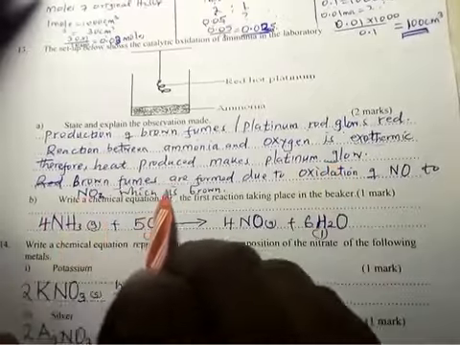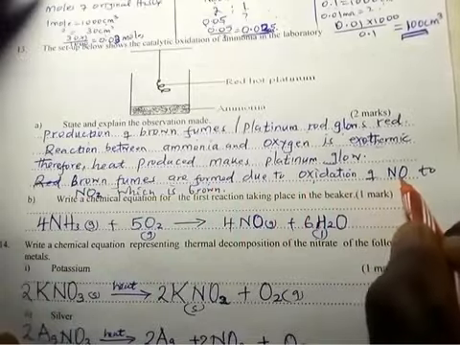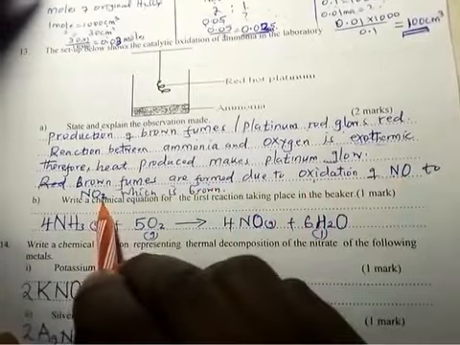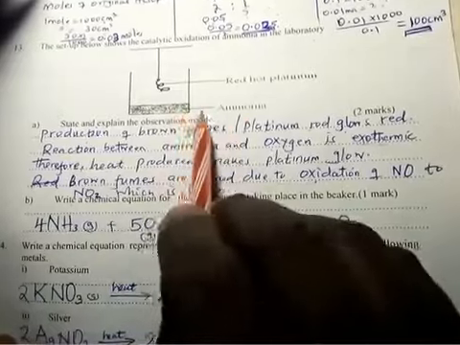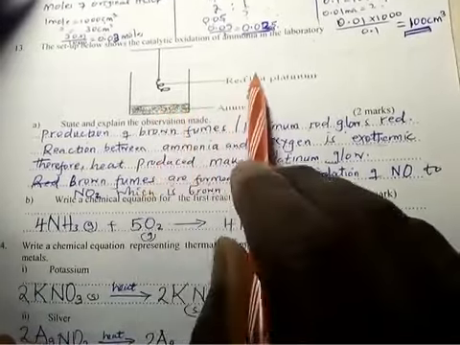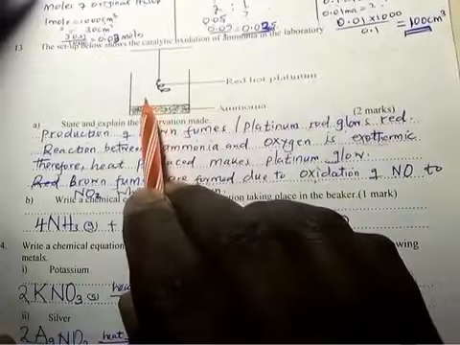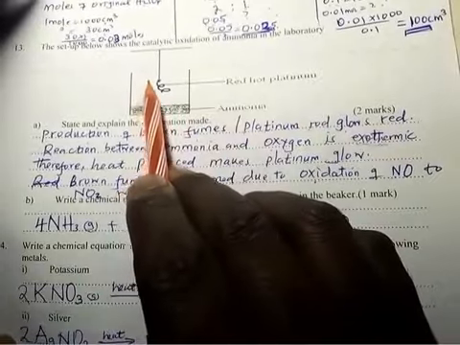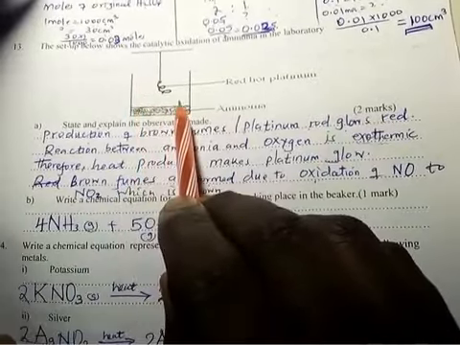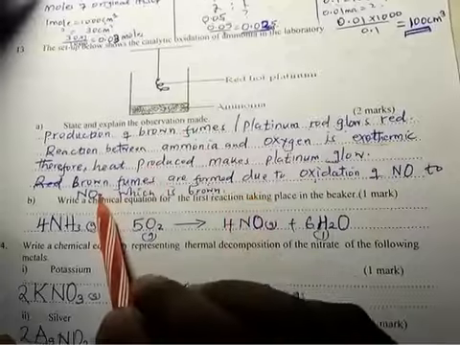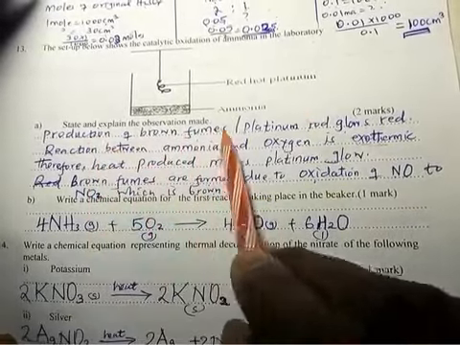Brown fumes are formed due to the oxidation of nitrogen(II) oxide to nitrogen(IV) oxide, which is brown. So when ammonia reacts this way, it produces nitrogen(II) oxide. Nitrogen(II) oxide, on coming up here, finds oxygen, and the oxygen oxidizes the colorless nitrogen(II) oxide to nitrogen(IV) oxide, which is brown. That's why the brown fumes are observed.